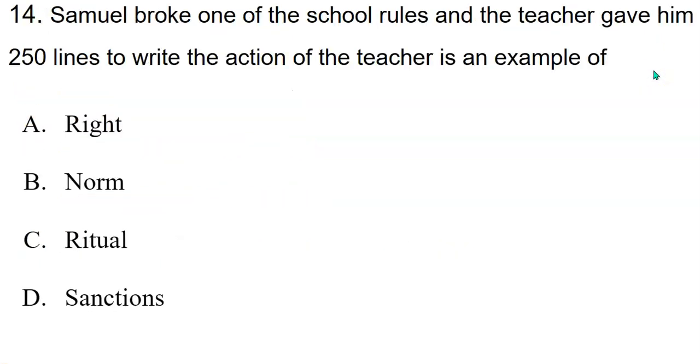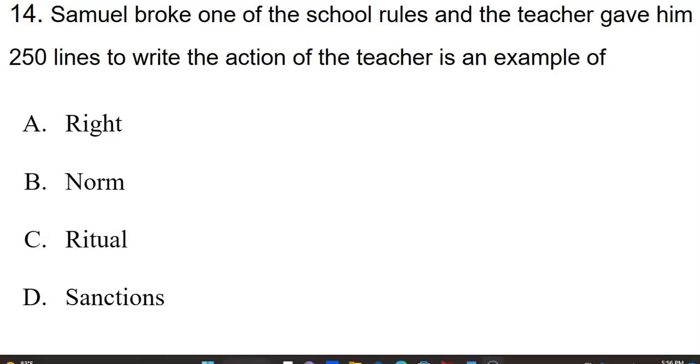Question 14. Samuel broke one of the school rules, and the teacher gave him 250 lines to write. The action of the teacher is an example of, and if your answer to question 14 is letter D, sanctions, you are correct.